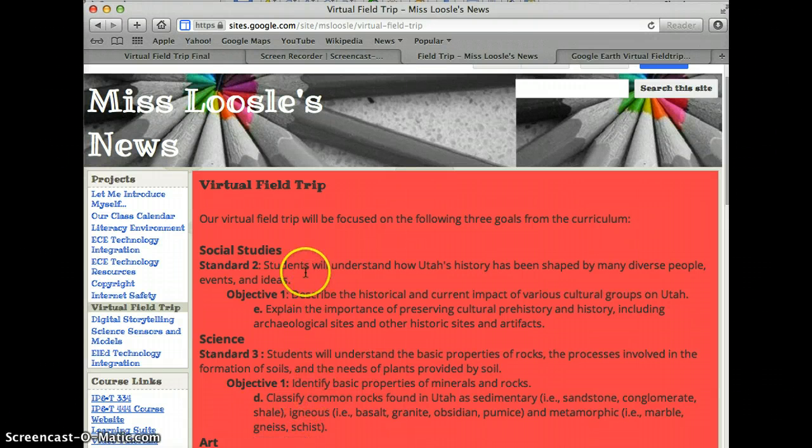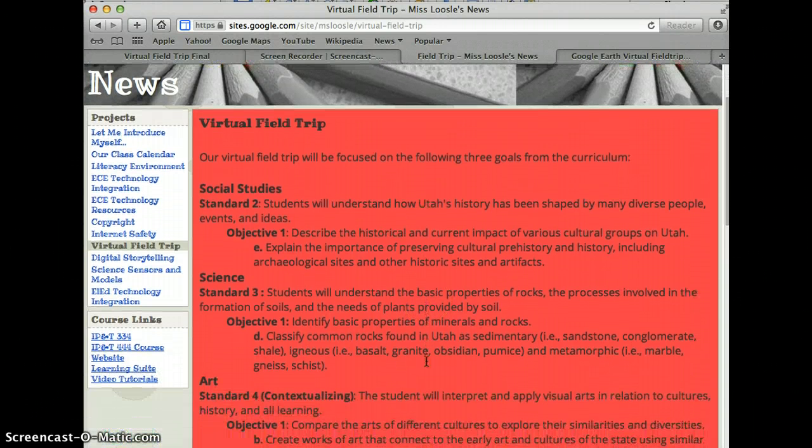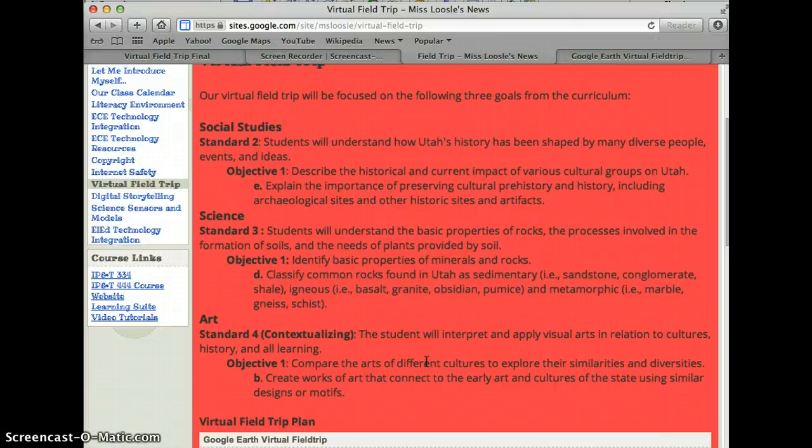Specifically, Objective 1E, explain the importance of preserving cultural prehistory and history, including archaeological sites and other historic sites and artifacts. Science Standard 3 says students will understand the basic properties of rocks, the processes involved in the formation of soils, and the needs of plants provided by soil. Specifically Objective 1D, which talks about classifying common rocks found in Utah.